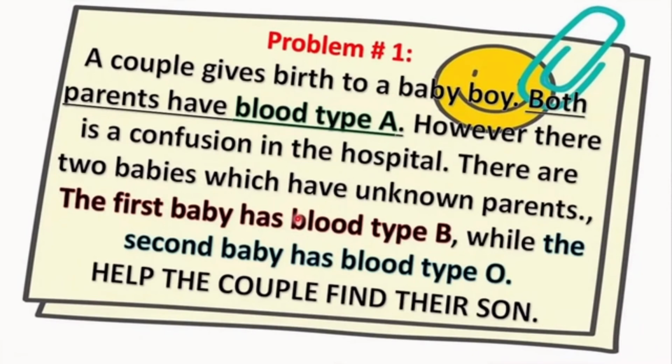Now let us have a problem. A couple gives birth to a baby boy. Both parents have blood type A. However, there is a confusion in the hospital. There are 2 babies which have unknown parents. The first baby has blood type B, while the second baby has blood type O. Help the couple find their son.